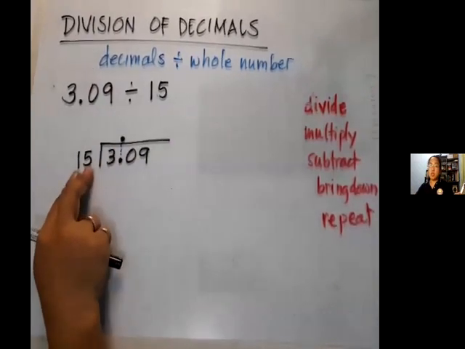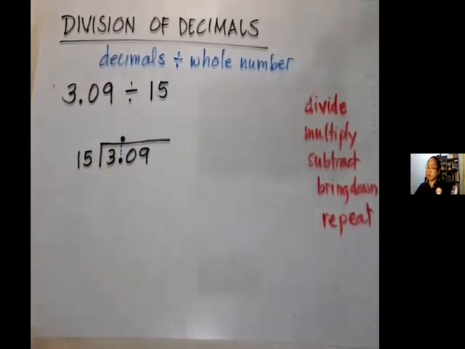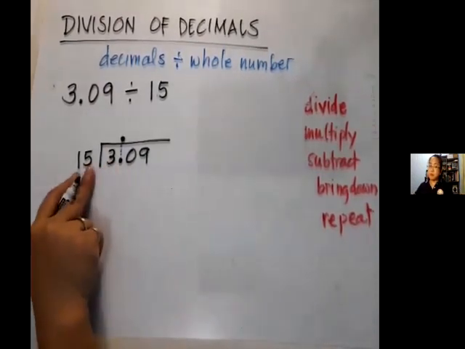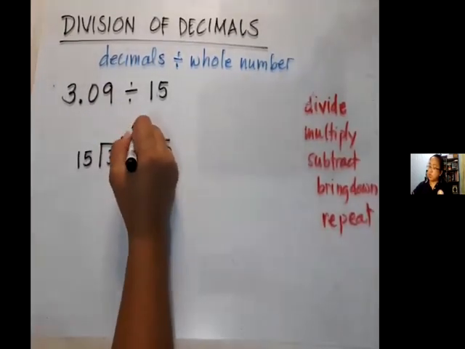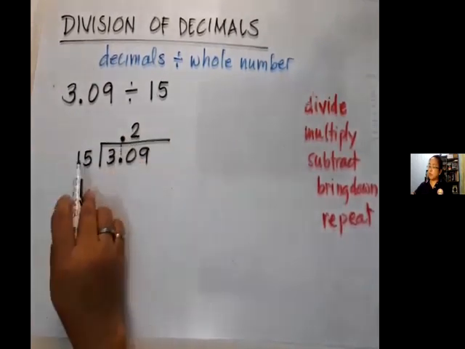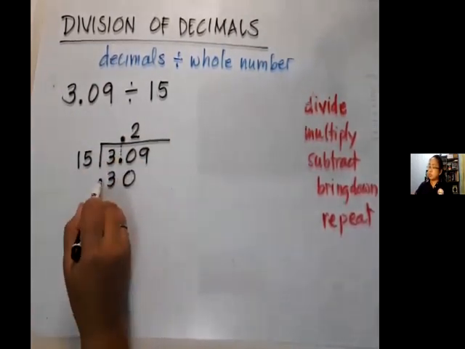We have a 2-digit divisor dun sa ating statement or expression. So we should also have 2 digit sa dividend natin. First 2 digits sa dividend. So we have 30 divided by 15. That would be 2. Okay? Then multiply 2 times 15. That's 30. Deadma muna yung decimal point.